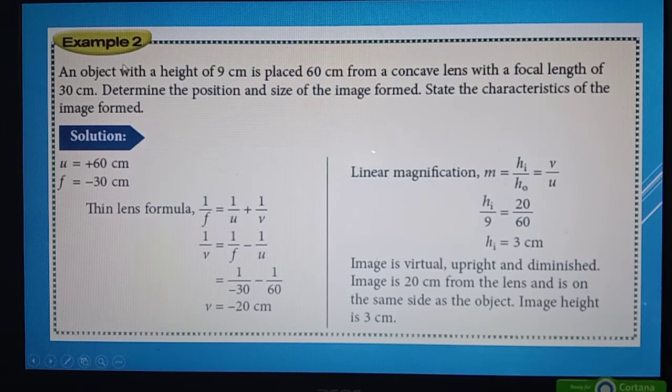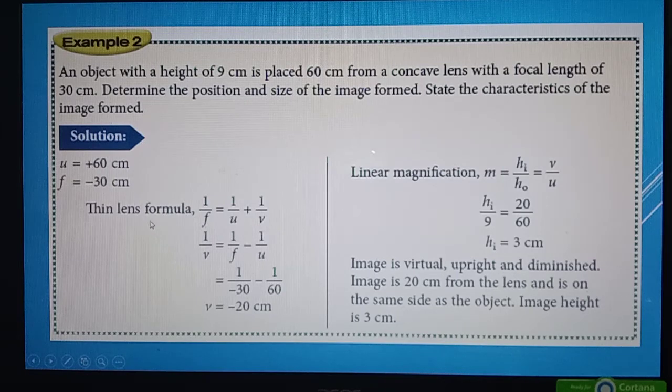Okay, example 2. An object of height 9 cm is placed 60 cm from a concave lens. You can highlight this so that you won't get confused later. With a focal length of 30 cm, determine the position and size of the image formed, and state the characteristics of the image. So u equals 60 cm. f equals negative. Why negative? Because it is a concave lens, so the focal length is negative. Straight away you write down the negative sign.